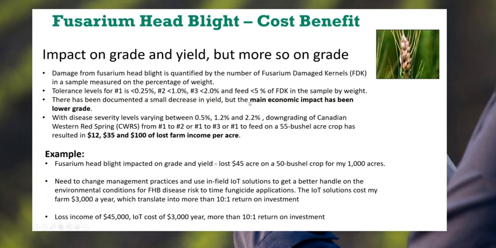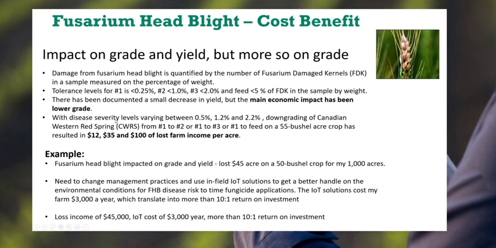So the impact of Fusarium on a crop is quite high in terms of the cost. It does impact, as we said, the grade, in particular yield, but more so the grade. So in Canada we talk about FDK, or Fusarium damaged kernels, and we measure it as a percentage by weight. So there are tolerance levels for number 1, number 2, number 3 and feed of FDK by sample weight. There's been a documented small decrease in yield, but the main economic impact, of course, is downgrading to a lower grade.